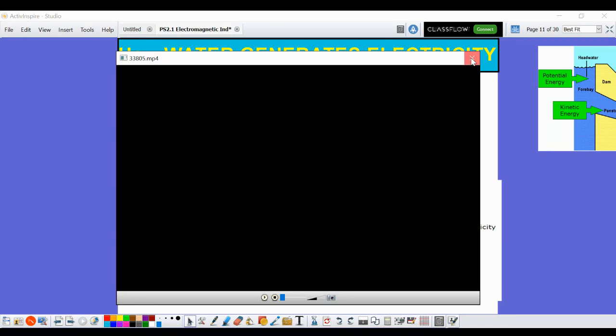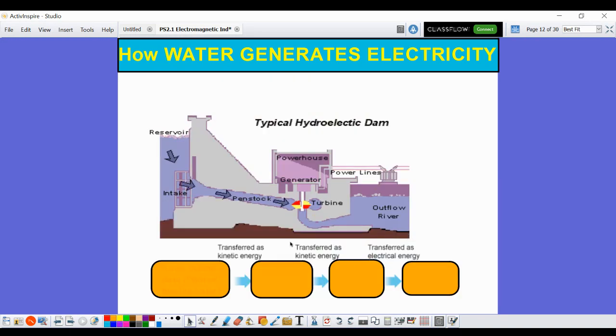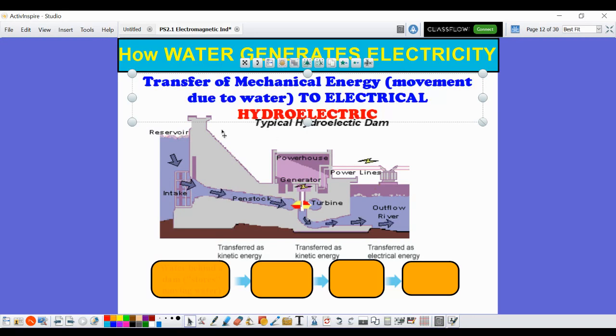So, what this basically did was explain how that movement is going to allow the generation of electricity to take place. Here you have this animation that is similar to the video that we just watched. Underneath how water generates electricity, I want you to add this information to your notes because this is exactly how it happens. It transfers mechanical energy, which is moving energy or kinetic energy. In this case, it's movement due to the water.